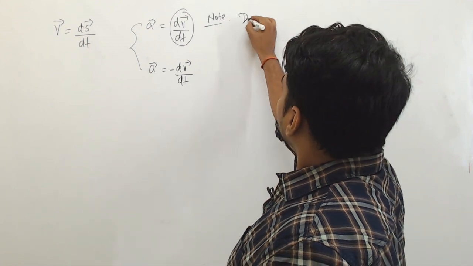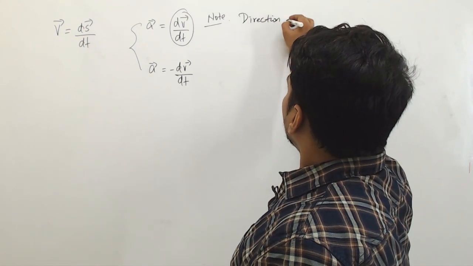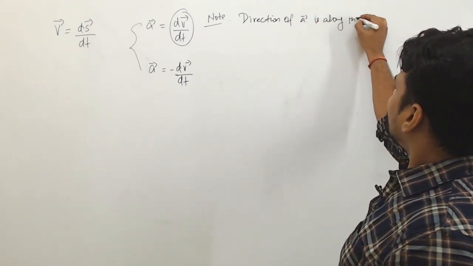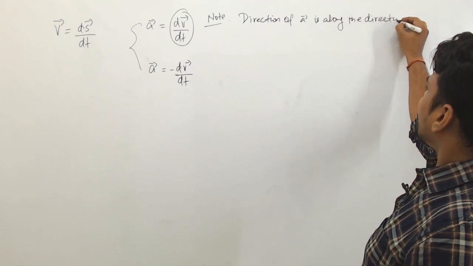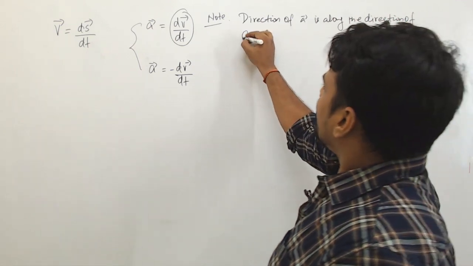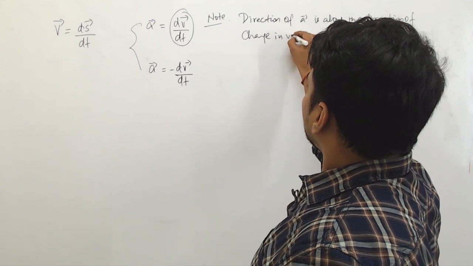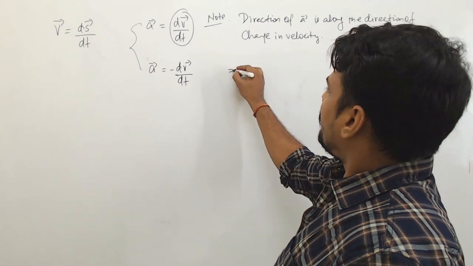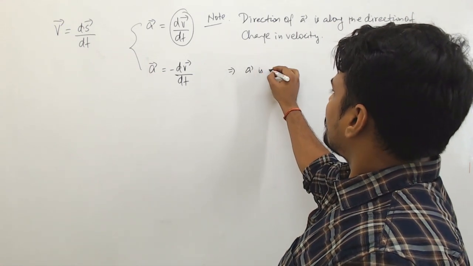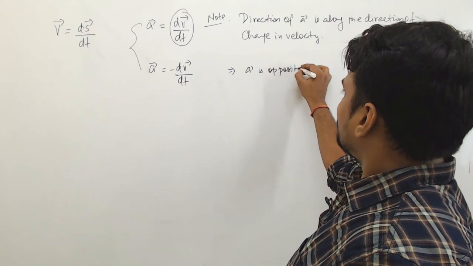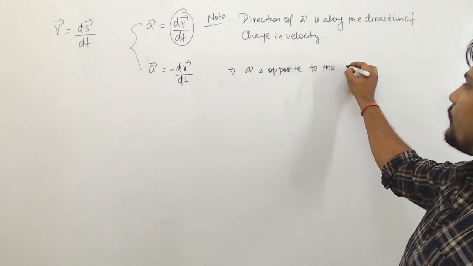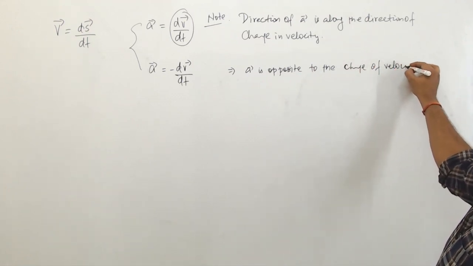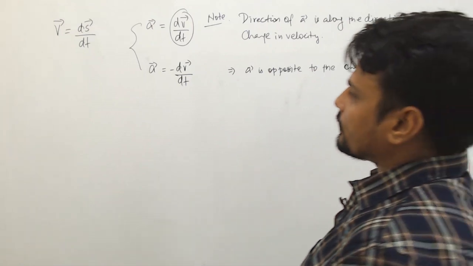So you can say that over here, direction of acceleration is along the direction of change in velocity. And this would say opposite. A is opposite to the change of velocity. इसको simple terms में बोलते हैं deceleration.